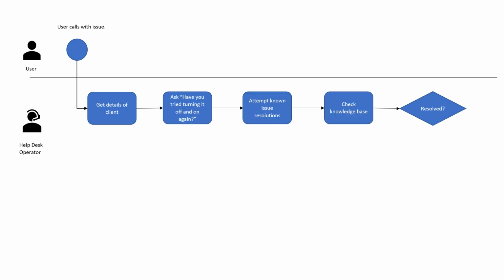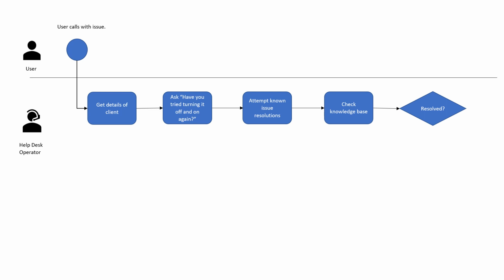So then when we go down into that administer script, we can see that these are the steps that happen within administer script. So that happen after the user calls with an issue and before you make the decision as to whether it's been resolved. So you might get the details from the client and then ask for the universal fix. Have you tried turning it off and on again? Then maybe look at some known issues and resolutions and then check the knowledge base.